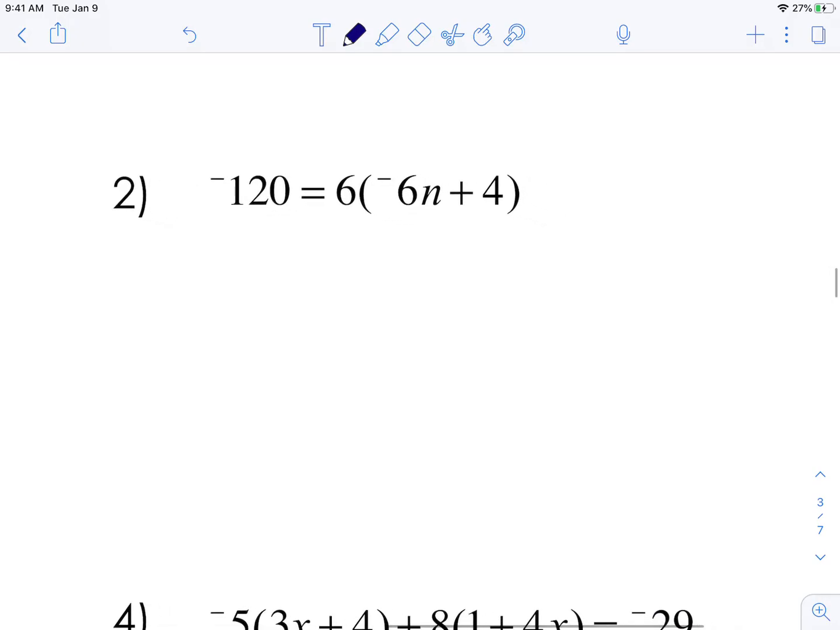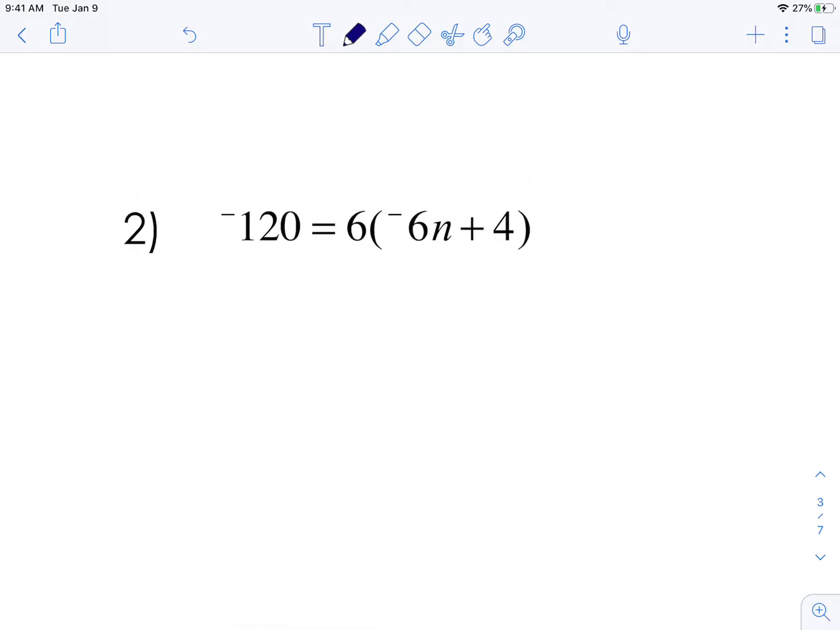Next example over here, I'm going to show you this a little bit differently. Rather than distributing the 6 here, I'm going to actually divide it away. So this 6 on the outside is being multiplied by this entire parentheses. So you can do an inverse operation here and get rid of the 6 first. That's okay too. It's really up to you what you prefer.